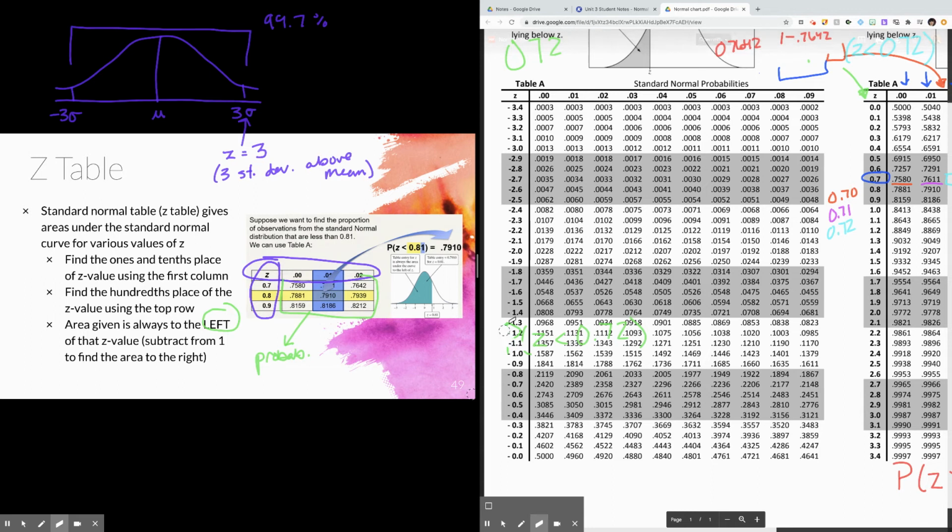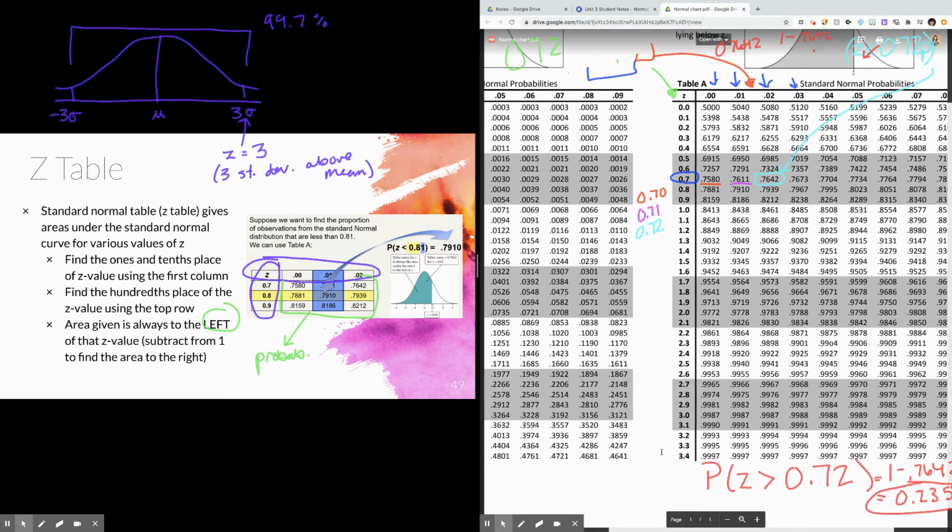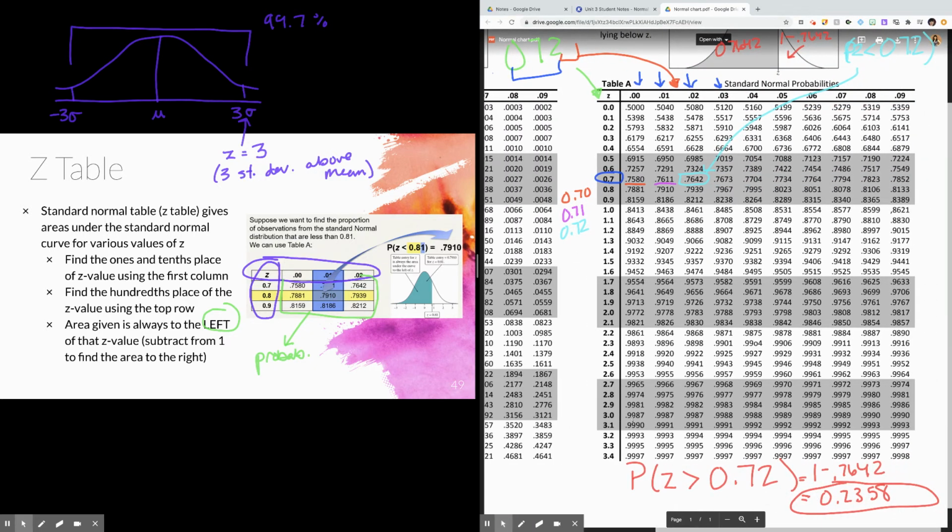Oops, let me erase this here. Okay, you can look at the negative or the changed sign version of the z value, which is negative 0.72. And that value is right here. See that? So same number, right? 0.2358. If we scroll back over, that's exactly what we got here, 0.2358.